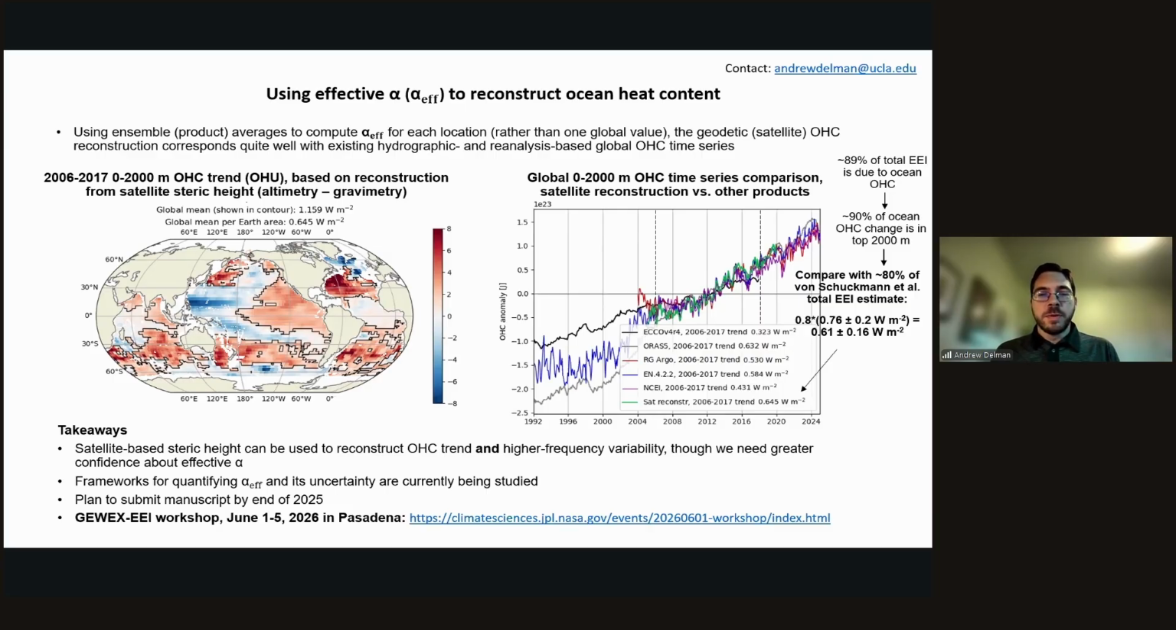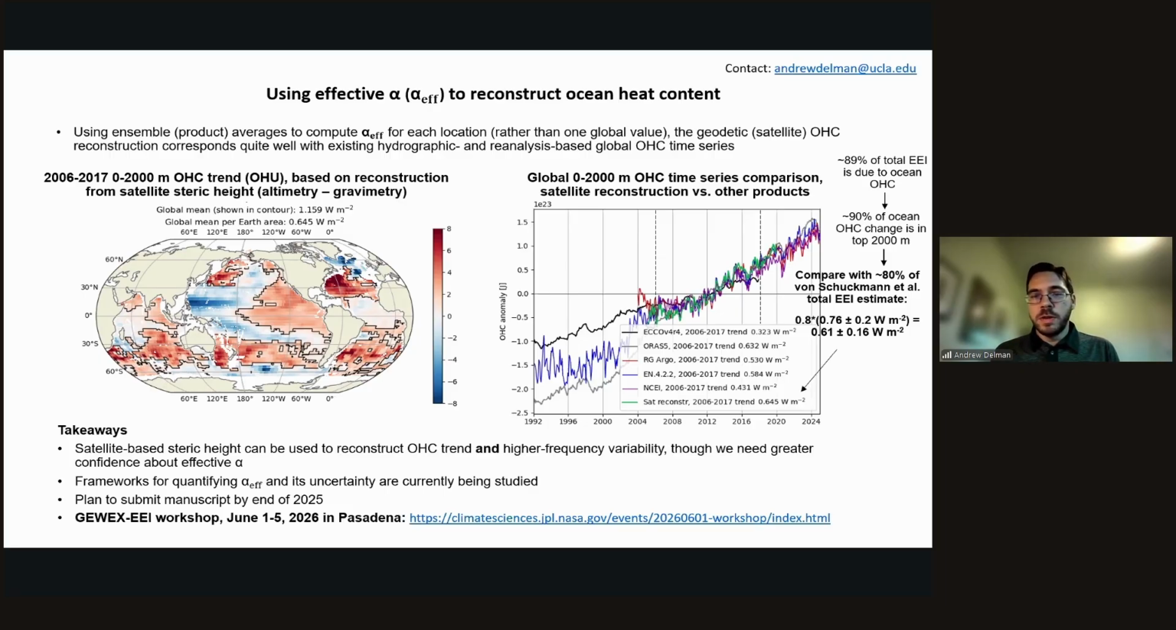So we're trying to look at different frameworks for doing this, but we've done a kind of preliminary estimate, just taking a number of different products, from a state estimate to the ORAS5 reanalysis to Argo-based and Argo XBT hydrographic products. And so by doing a trend map based on that and using the different effective alpha for each location, each water column on the Earth, you get this kind of trend map. And this agrees very well with the various different products. You can see this in the extended slides.